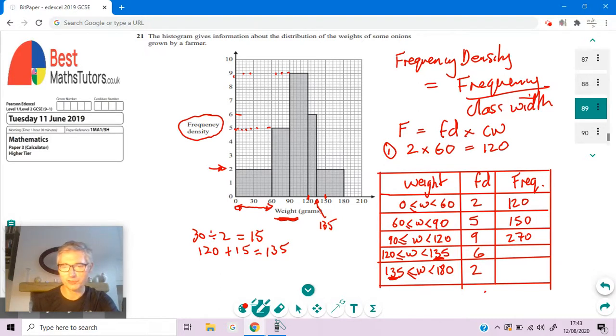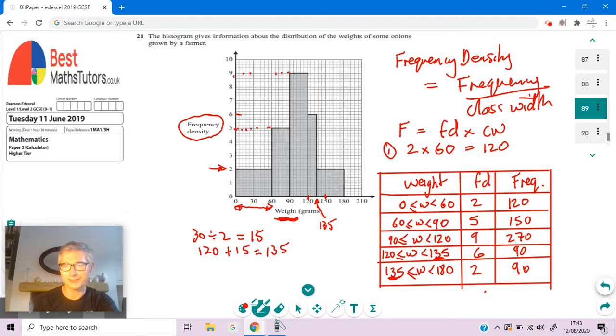Times that by 6, that gives me 90. And then this final group, 135 to 180. So 135 to 180 is going to be 45. Times by 2 is going to give me 90 again. So that's the frequency table from the histogram. We've converted it into a frequency table.